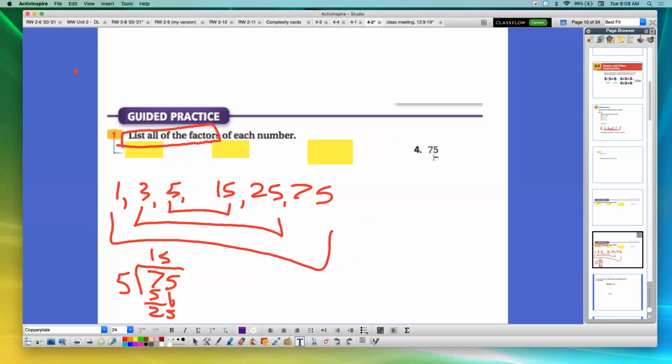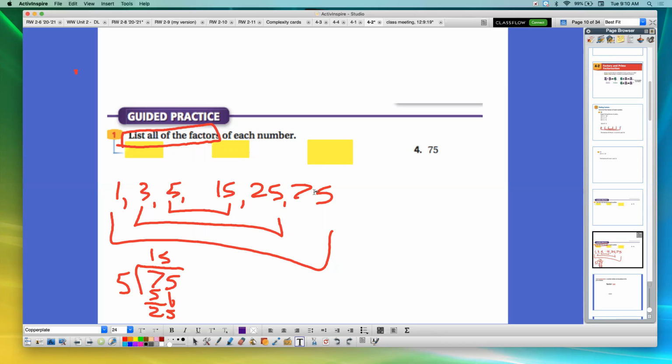It's an odd number, so I know 2 doesn't go into it. 3 goes into it 25 times, so 3 times 25. And then I knew 5 went into it because it ended in a 5, but I wasn't sure how many times. So I divided 75 by 5 and got 15, and so I have that right there. If I was going to write it in order, it would be 1, 3, 5, 15, 25, 75.